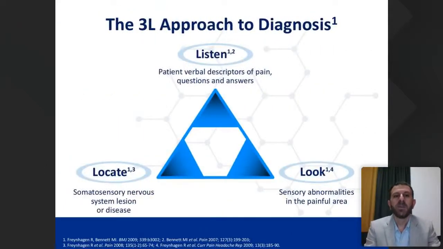How do you approach people with neuropathic pain? It's the 3 L's. You've got to listen to the description of the pains. You've got to locate the lesion or the area, and then you've got to look for any abnormalities.